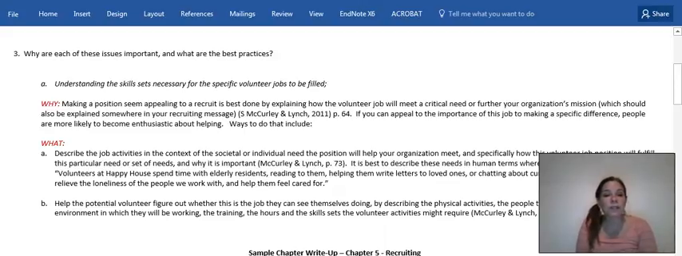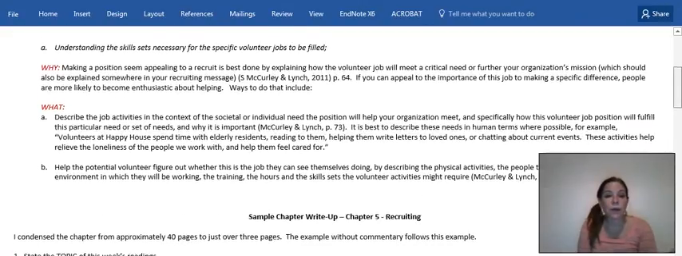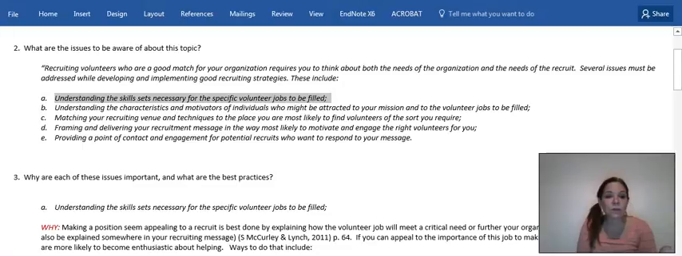Well, making a position seem appealing to a recruit is best done by explaining how the volunteer job will meet a critical need or further your organization's mission. And if you can appeal to the importance of the specific job to make a specific difference, then people are more likely to become enthusiastic about helping. Ways to do that are to describe the job activities in the societal or individual need the position will help your organization meet, and so forth. I'm not going to read all this to you. But then when you get done with that, I feel like there's a non-match here somewhere. I feel like I maybe picked up the wrong things, but hang on, let's see.